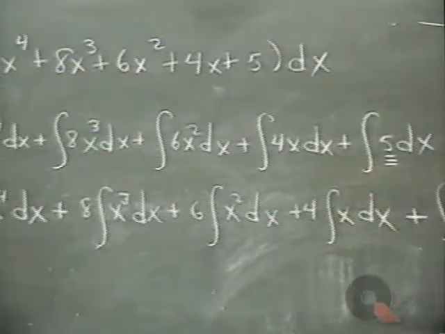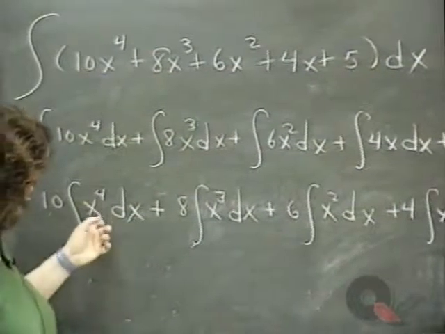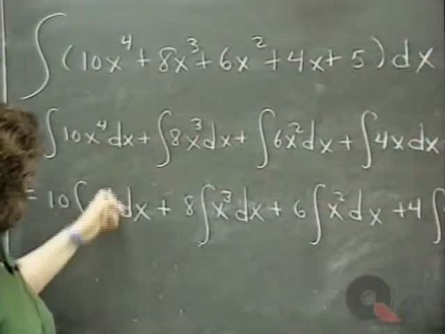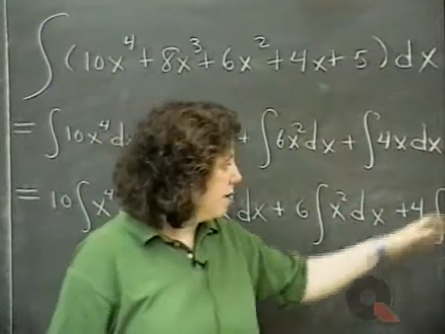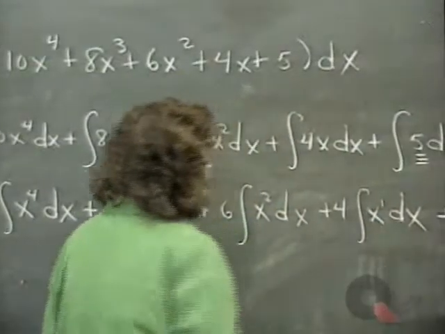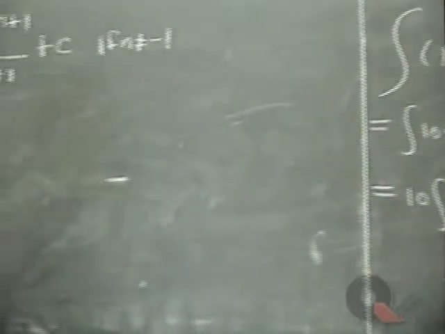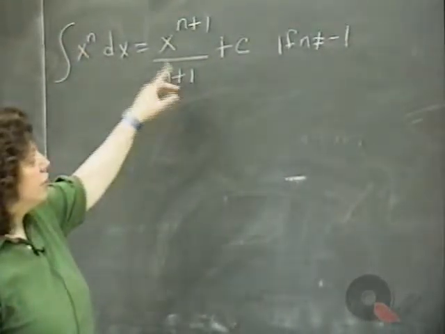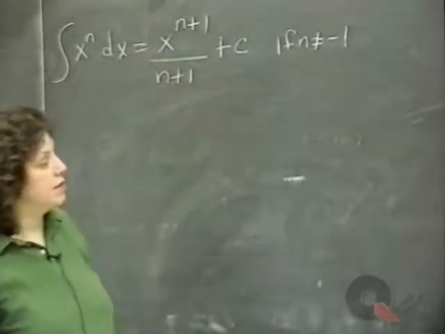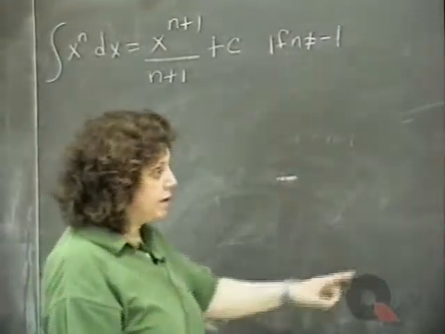Okay, now, in each case we're left with the problem of anti-differentiating x to a power. This is really x to the first power. So if we go back to our rule that we had, antiderivative of x to the nth power is x to the 1 more power over that power plus a constant. We're going to be able to handle this.